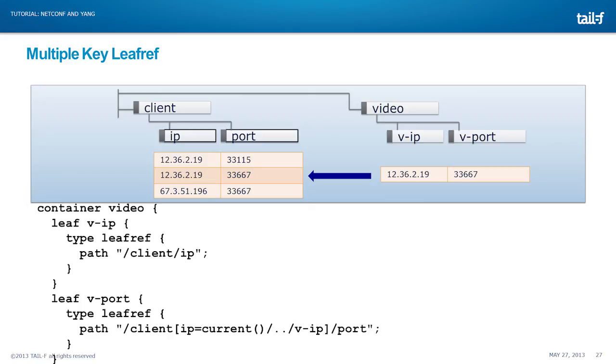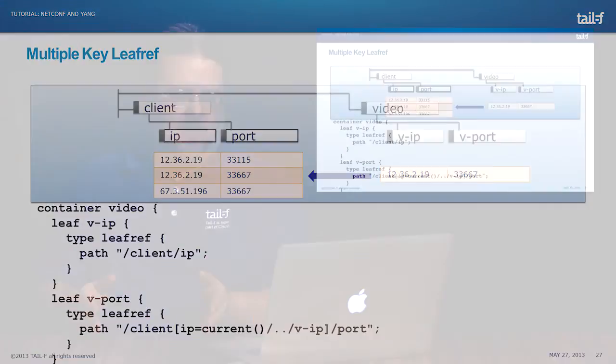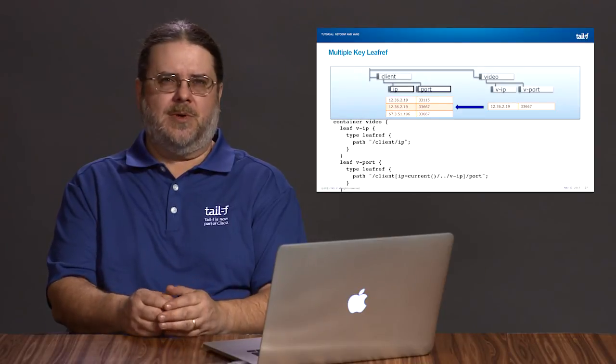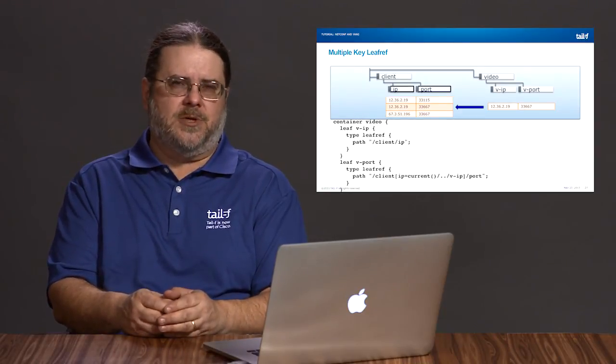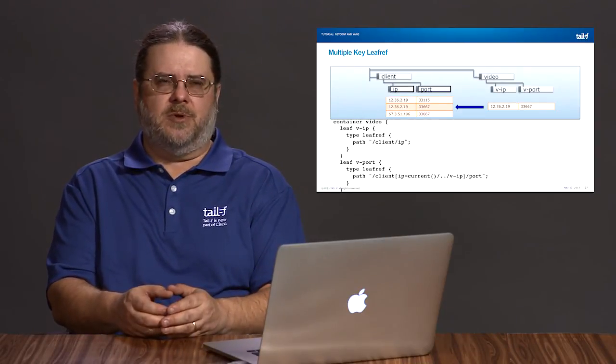taking the IP value that is in this row entry, and then using that to look up in the client table to get the ports that are valid for that IP. So by writing this XPath, we've gotten that extra integrity constraint so we can do a multiple key leafref. We'll see more about key paths in subsequent modules in this training video series.